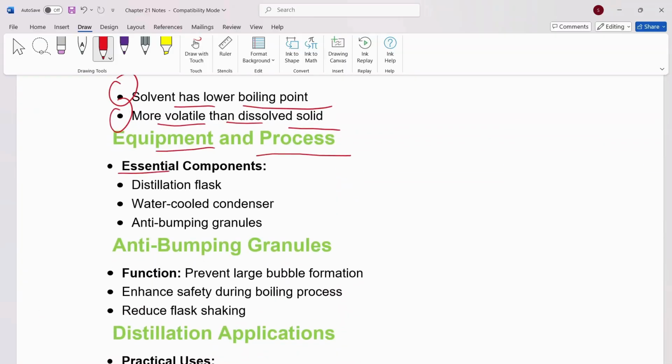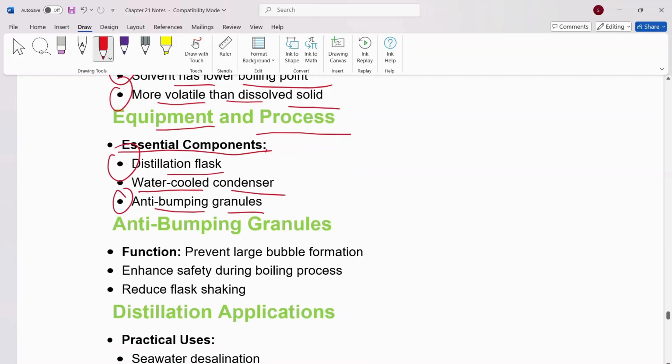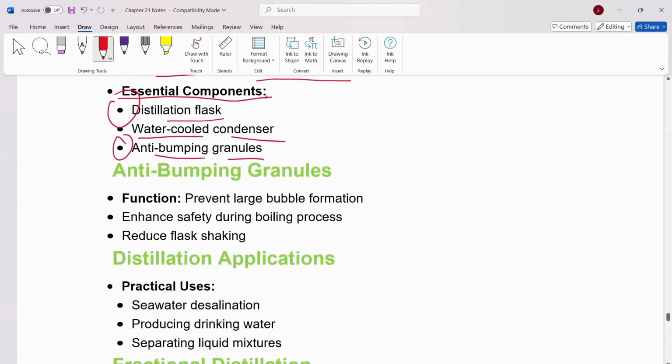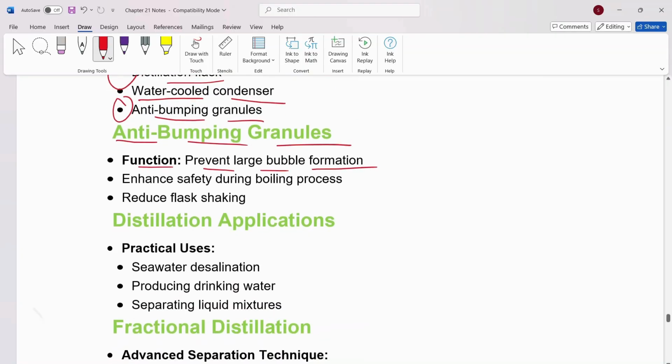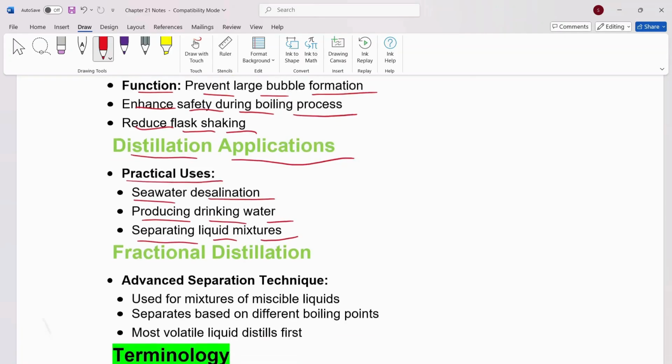Equipment and process, essential components: distillation flask, water cooled condenser, anti bumping granules. Anti bumping granules function: prevent large bubble formation, enhance safety during the boiling process, reduce flask shaking. Then we have distillation applications, practical use: seawater desalination, produces drinking water, separating liquid mixtures.